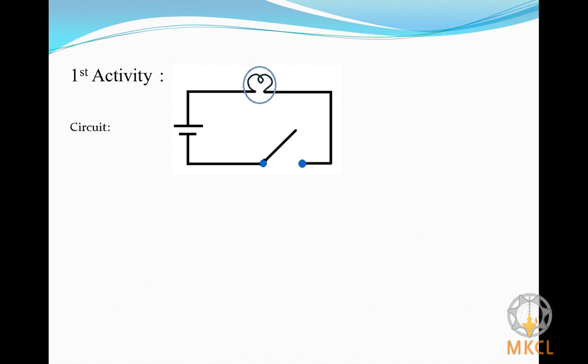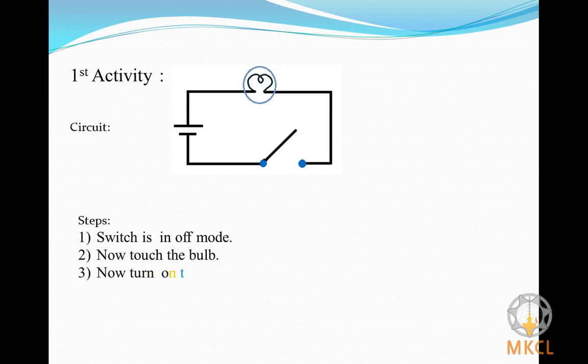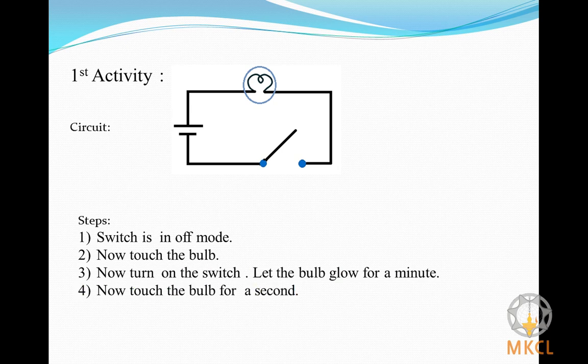Let us go through some steps to do this activity. Now the switch is in off mode. Now touch the bulb. You will feel it is cold. Now turn on the switch. Let the bulb glow for a minute. Now touch the bulb for a second.